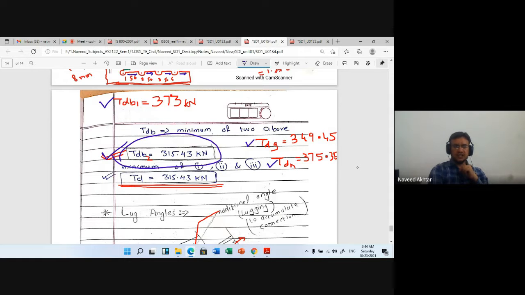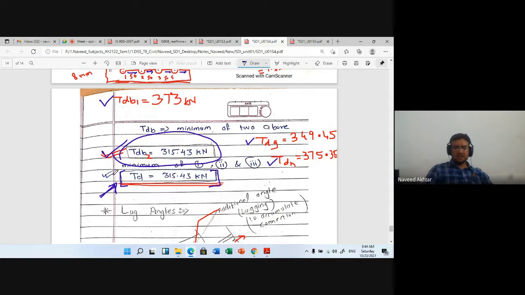So the design strength of your tension member is the minimum of all these four values, and here the TD will be nothing but TDB2, that is 315.43 kilonewton. So if there is a design of a tension member, you have to follow these steps, and if the angle section is there, you can go for that. So this is designed for the tension. Okay. So here you can say your tension member design is over.